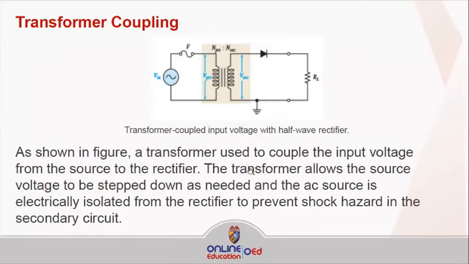Okay, as you can see, meron kasing dalawang type ng transformer. Depende kung step down or step up. Pag step up kasi, ibig sabihin tinaas niya yung value ng voltage. Katulad dito sa example, step down, ibig sabihin binaba niya yung value. For example, in this one, the transformer allows the source voltage to be stepped down as needed, and the AC source is electrically isolated from the rectifier to prevent shock hazard in the secondary circuit. Okay, that is the transformer.